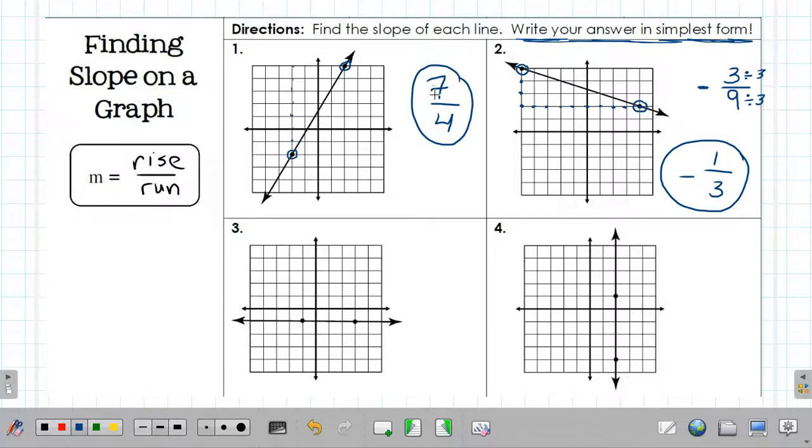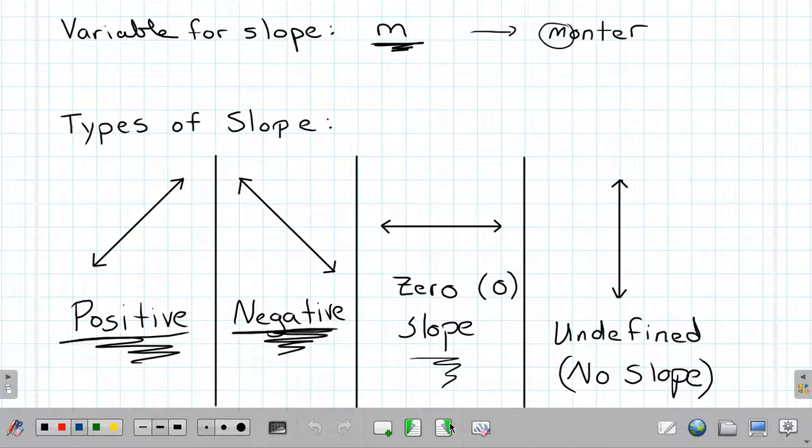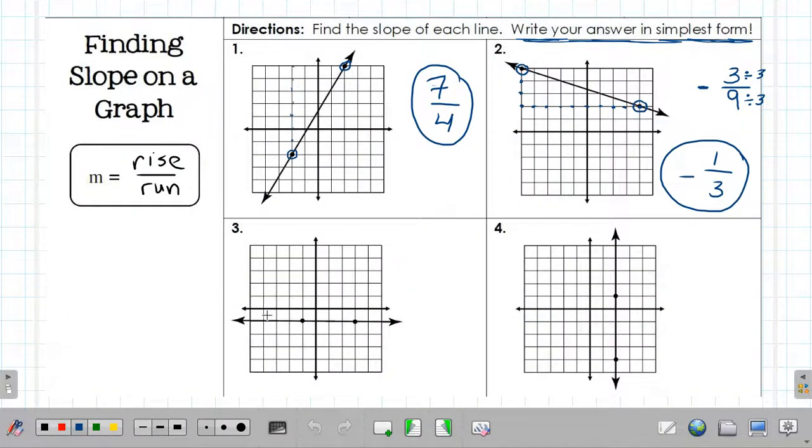Okay, and then the next two here should be pretty easy, considering if you know just how the lines look, you can tell what these are. We can already say, all right, this is a horizontal line, that's zero slope. We're done. But I am going to go ahead and calculate that to show you why. Well, if we want to go from this point to this point, then we have to go up or down 0. So my rise is 0.